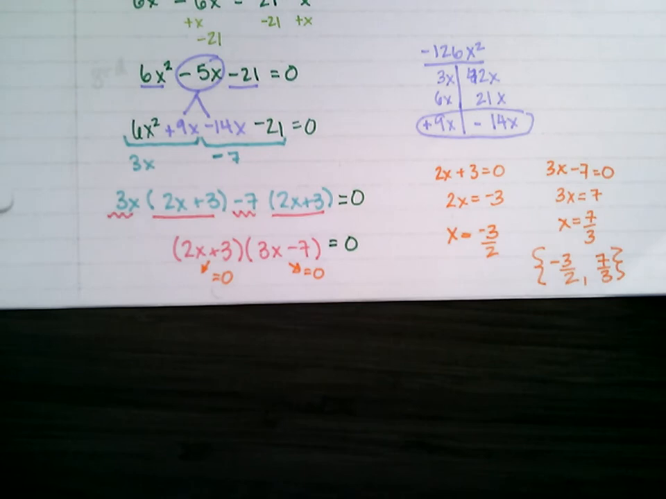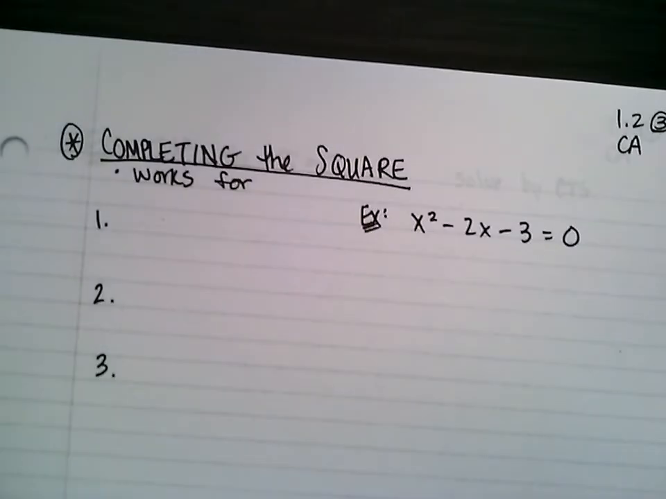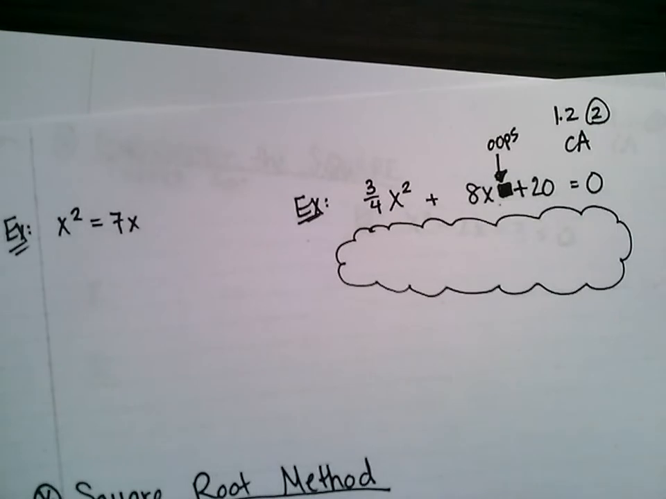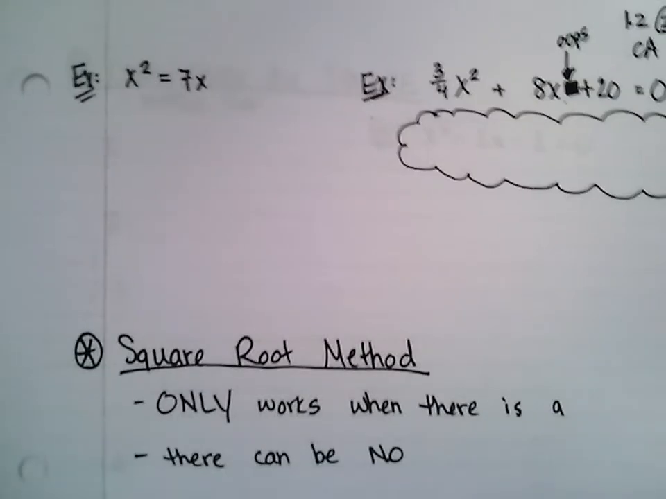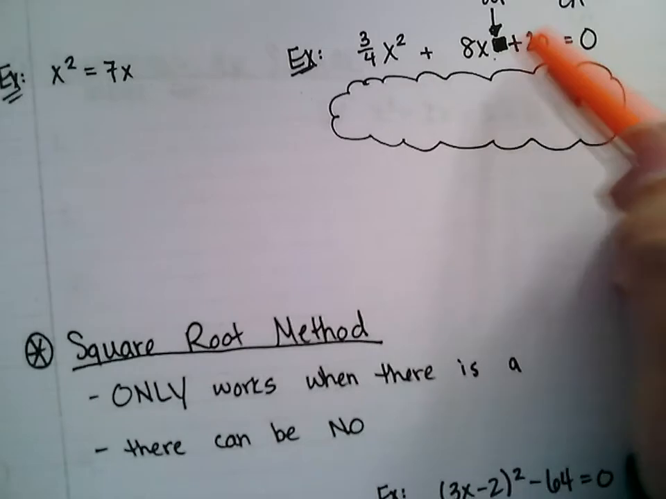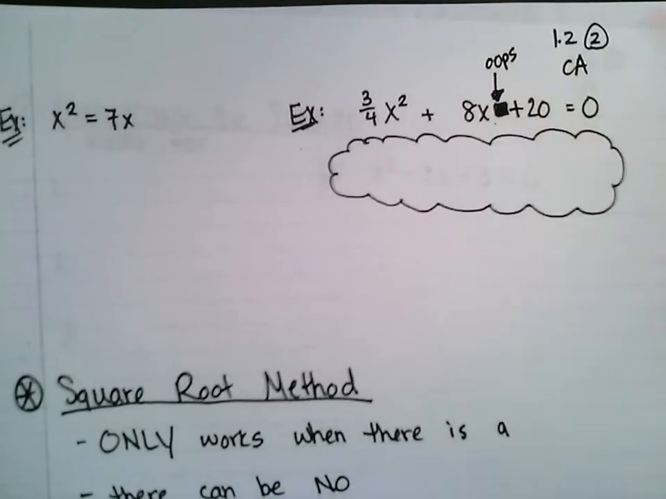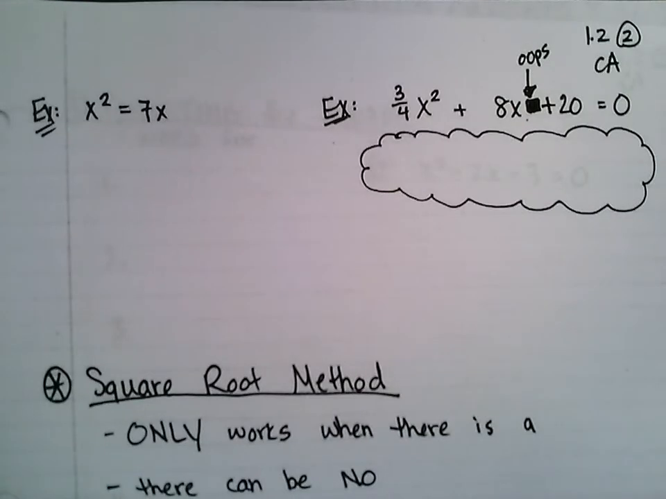Let's see what's on the next page. Oh, another example. Two more examples. Hey, pay no attention to this little black box there. That's an oops, but I couldn't erase it because it's pen.